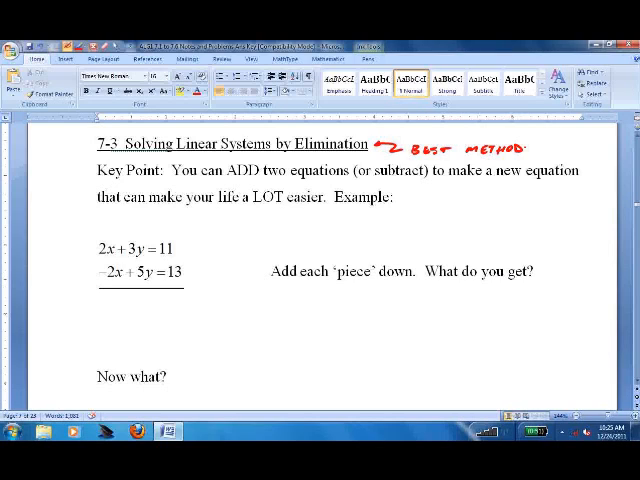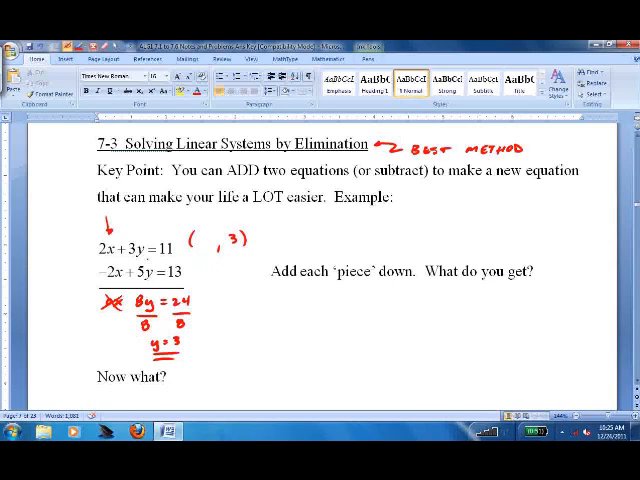So here's an example. I'm just going to add straight down. 2x plus negative 2x is 0x, which of course we're not going to write. 3y plus 5y is 8y. 11 plus 13 is 24. Then we solve for y, and we get y equals 3. Now we're not done. That's just one part of the solution. Now we've got to go find the x.